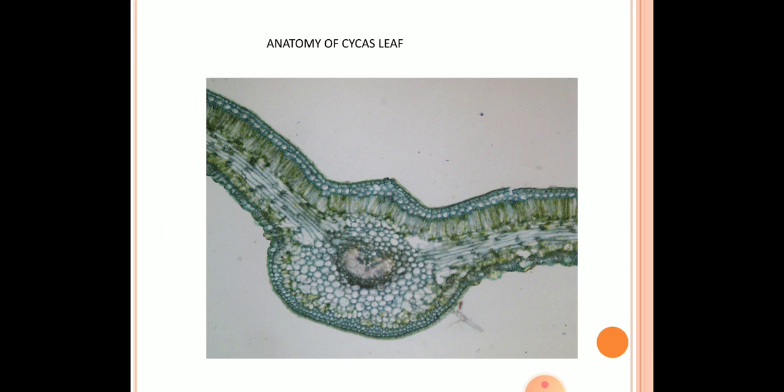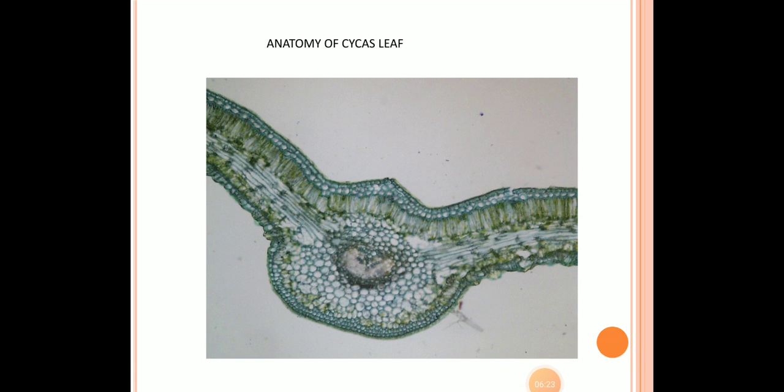So this is the structure of Cycas, the stem, root, and leaves, both the external morphology and the internal morphology. This is how Cycas differs from other plants. I hope you understand the concept. If you have any doubt, we can discuss it in the next classes.